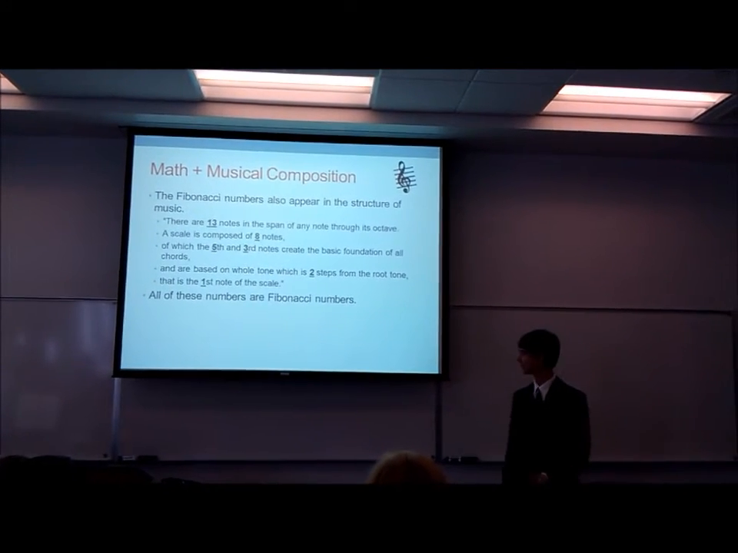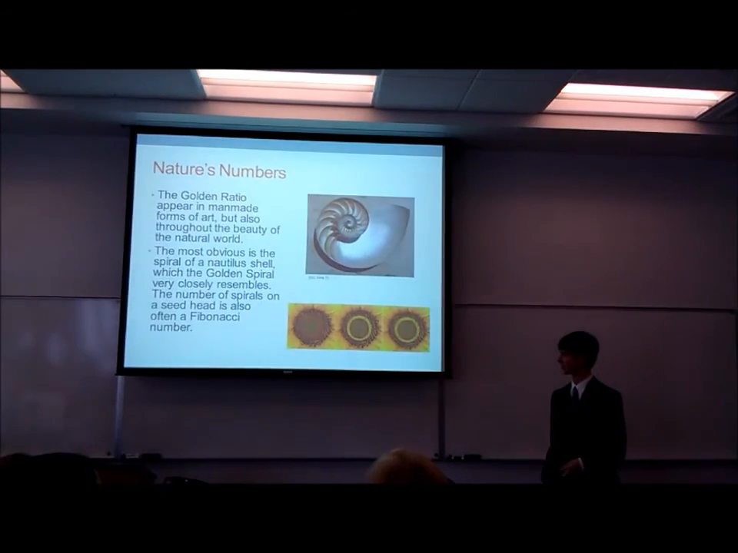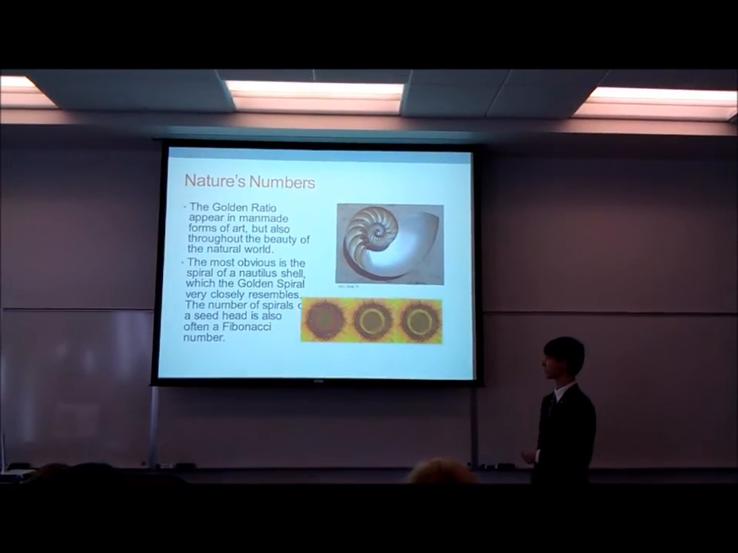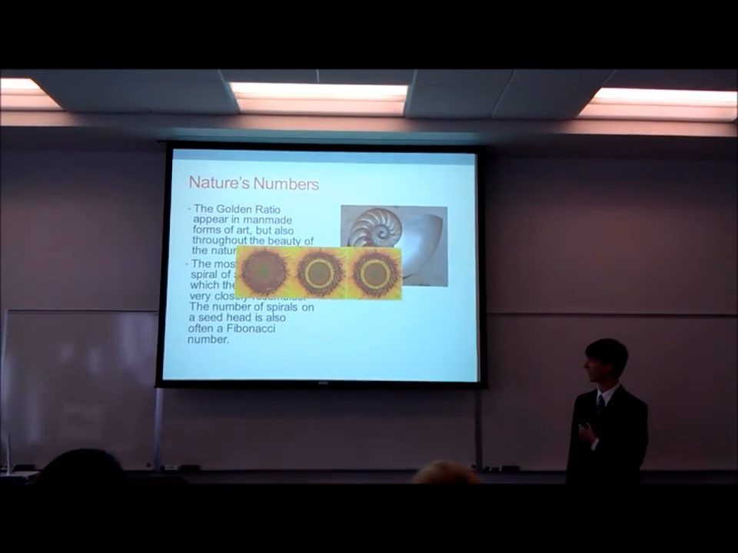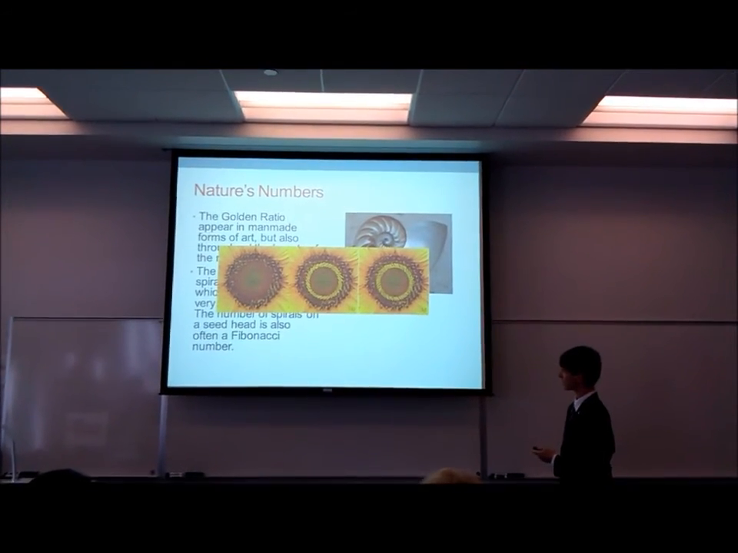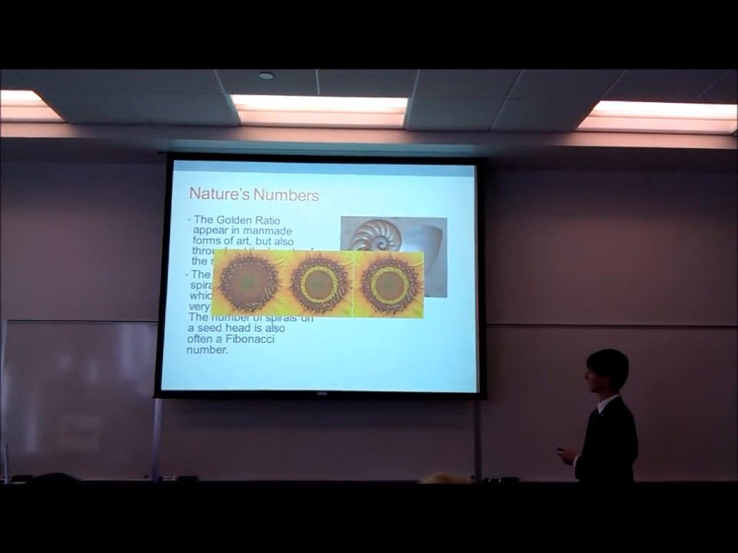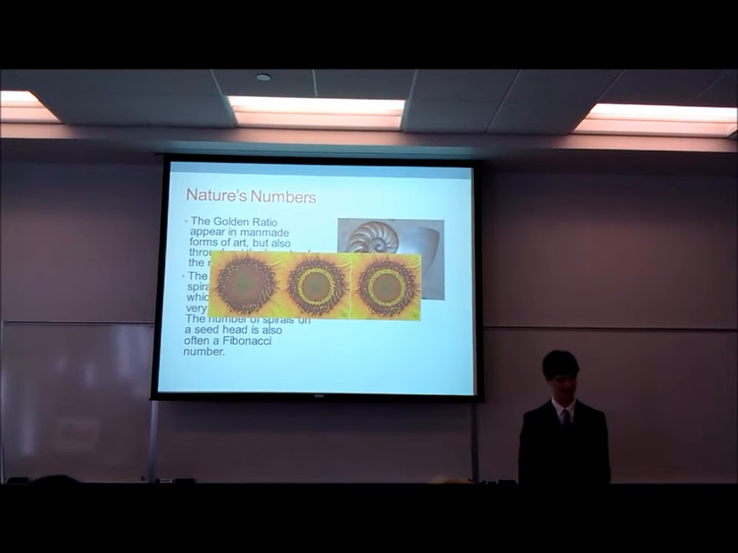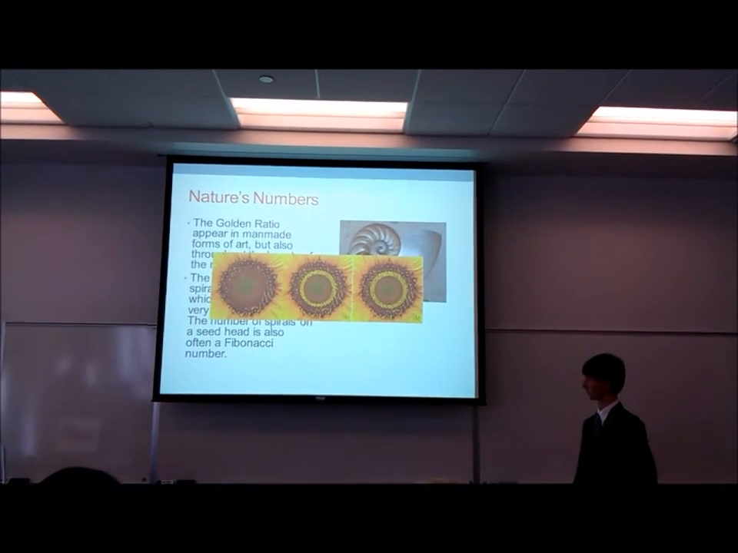So in nature, you can also see relationships to Fibonacci numbers and the golden ratio, like the nautilus shell, and in seed heads on flowers. In the sunflower, the spirals going clockwise are 34, and the ones going counterclockwise, there's 55 of them. And those are both Fibonacci numbers as well. And I think sunflowers look pretty, but that's just me again.